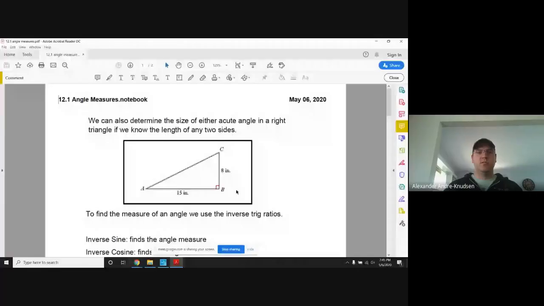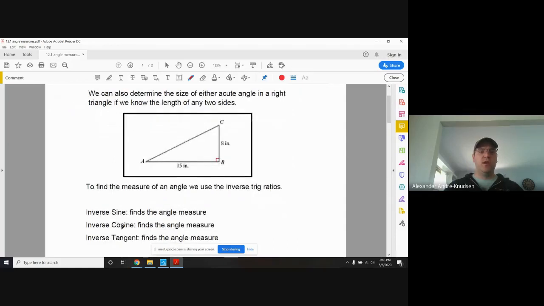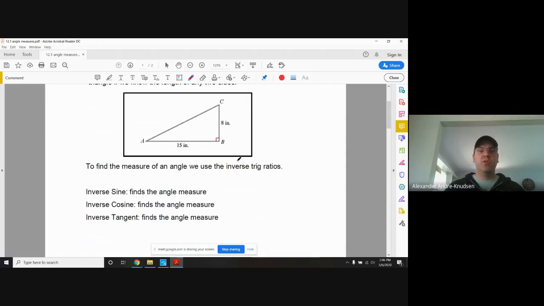All right, everybody. Today we're going to be talking about finding the angle measures using our trig functions. So, we have talked about using sine, cosine, and tangent to find different sides in our right triangle using an angle, one of the two acute angles, but we can also find the acute angle if we know two of the sides. So we use what we call the inverse trig ratios.